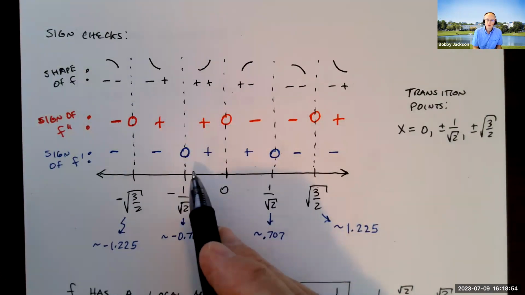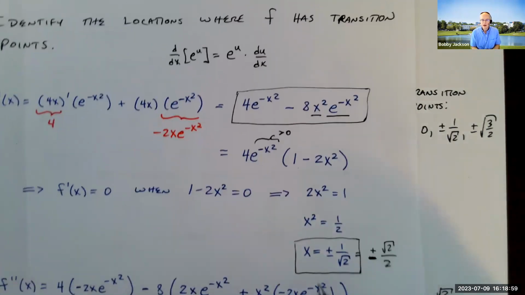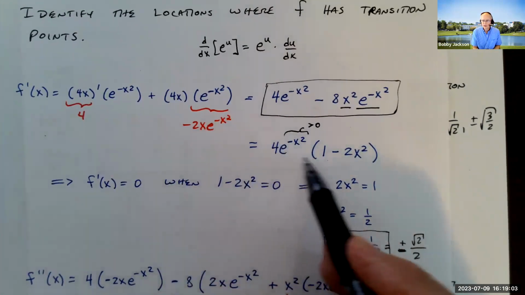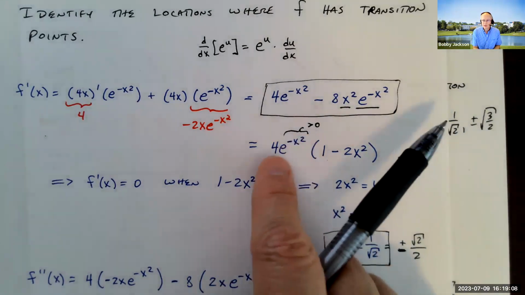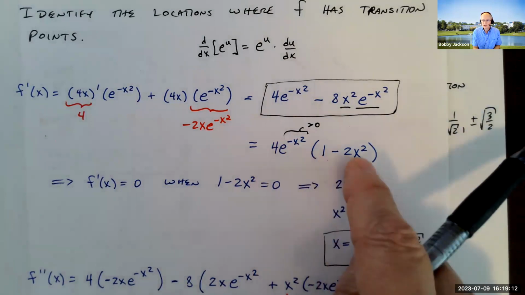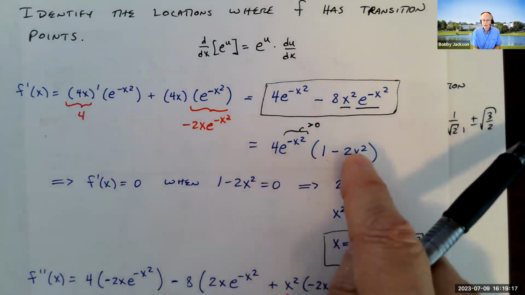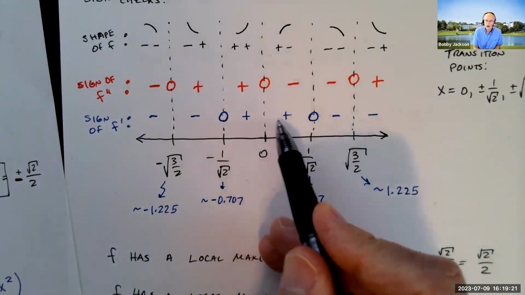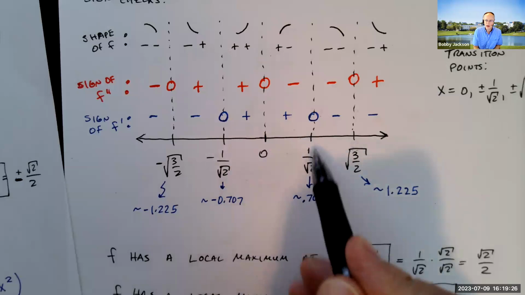So now I just want to do a sign check. You just want to plug in, like if I plug in 0 into my first derivative, and I can do it in this factored form. Of course, remember, e to any power is positive, so this part right here is always positive. But if I replace x with 0, this is 1 minus 0. I just get a positive number times 1. It's positive. So if I plug in 0, I'm getting a positive number. So notice the derivative is positive in between negative 1 over root 2 and positive 1 over root 2.